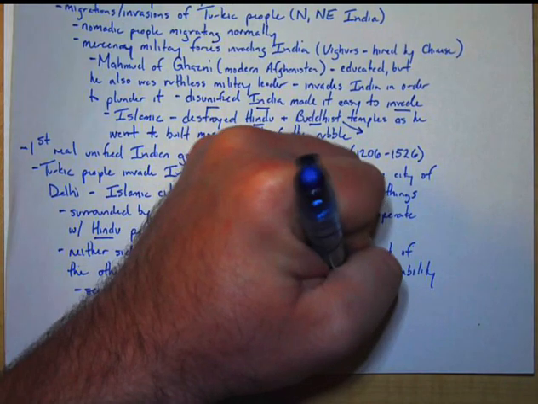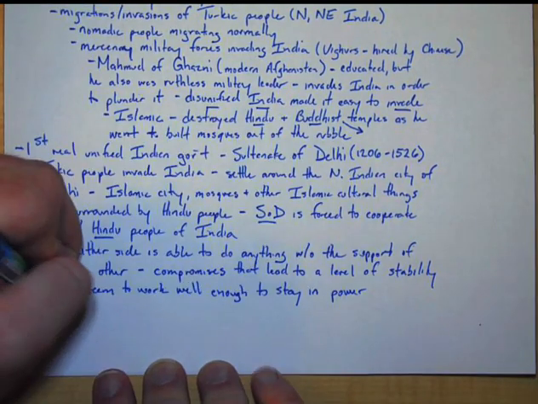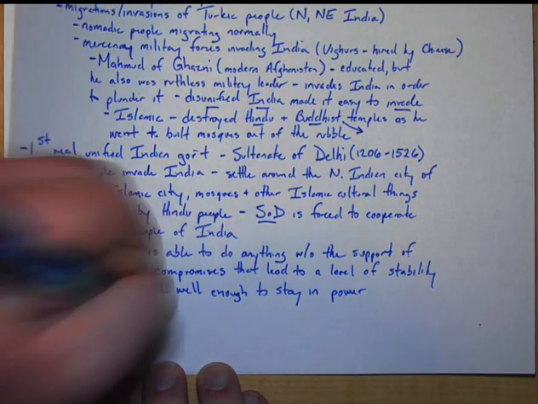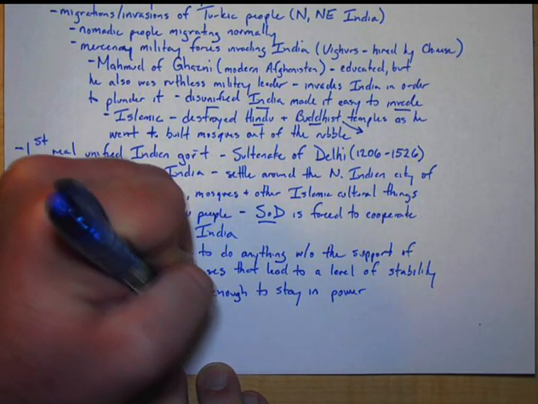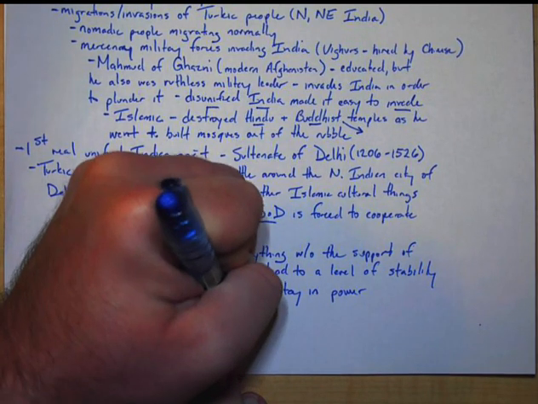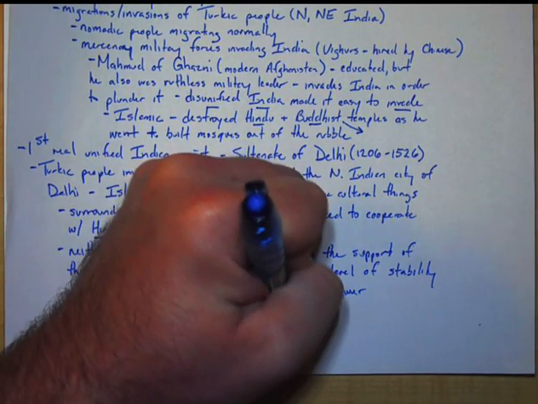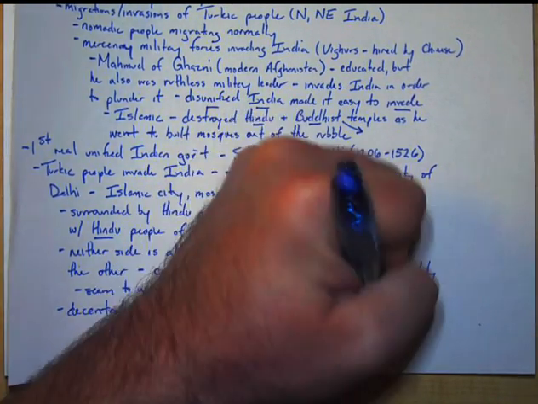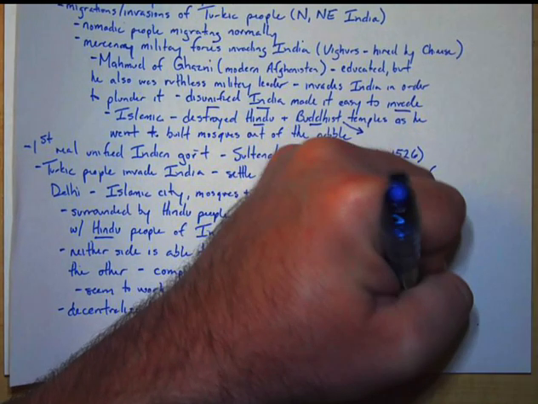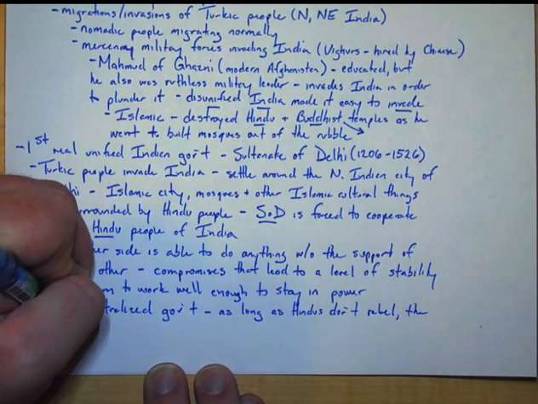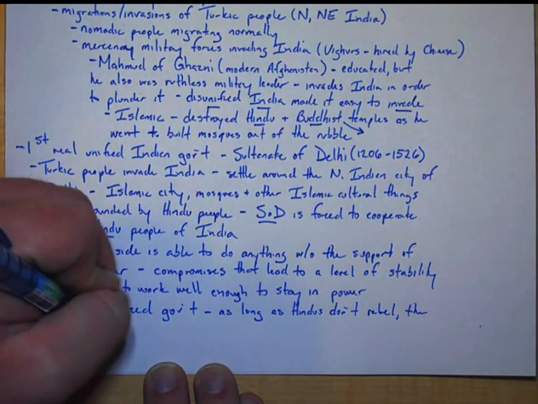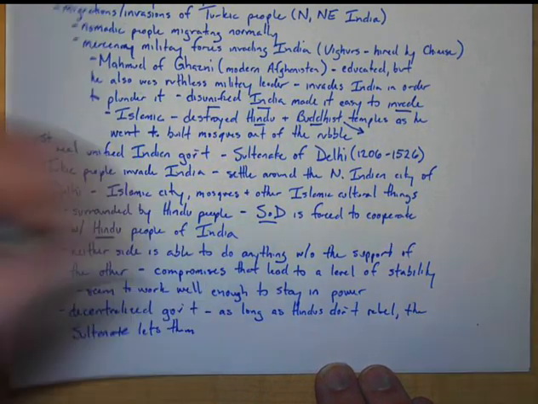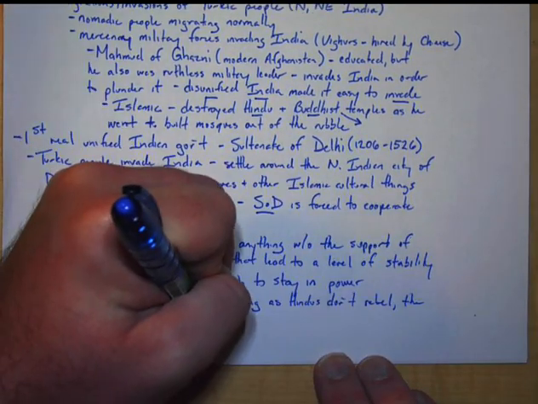to stay in power. Now, the other thing we've got to keep in mind is that this is also a very decentralized government. Basically, as long as the Hindus don't rebel, the Sultanate lets them do as they please.